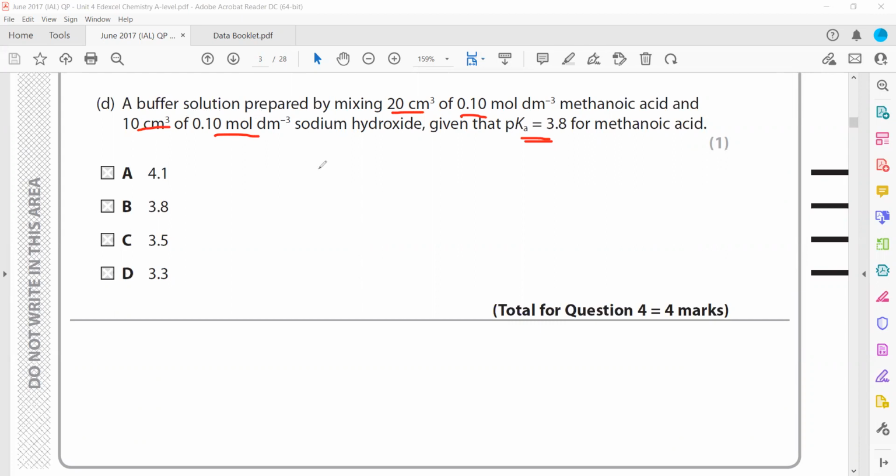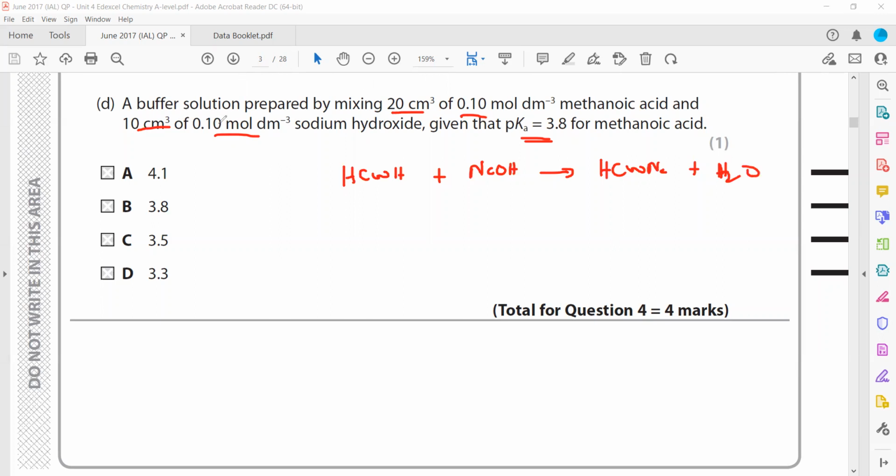because the alkali is the limiting reagent. Methanoic acid is HCOOH, and it is mixed with sodium hydroxide NaOH. So as a result, what does it produce? It produces HCOONa plus H2O.